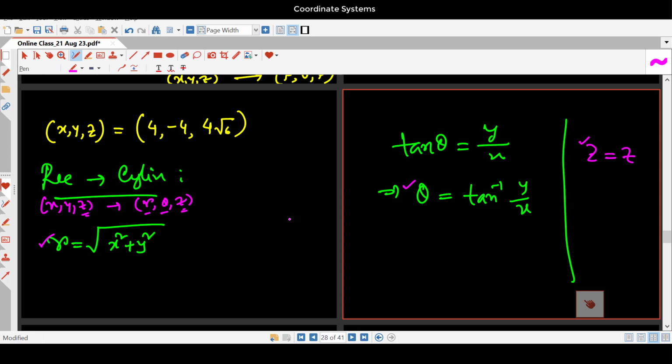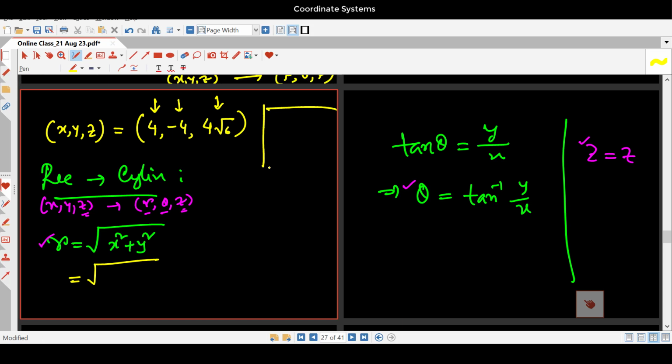So let's now try to find all the values. So here, square root of x squared plus y squared. This is the x value, this is the y value, this is the z value. So let's summarize the information. We have here x equals 4, y equals minus 4, and z equals 4 root 6. So this is the information that we have from the very beginning.